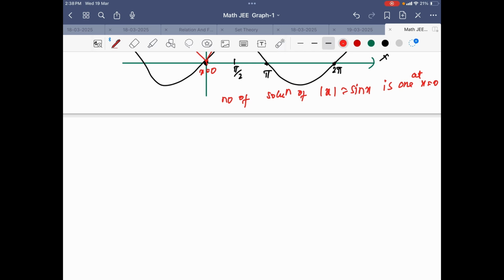Let's draw another question. Let me take this example.